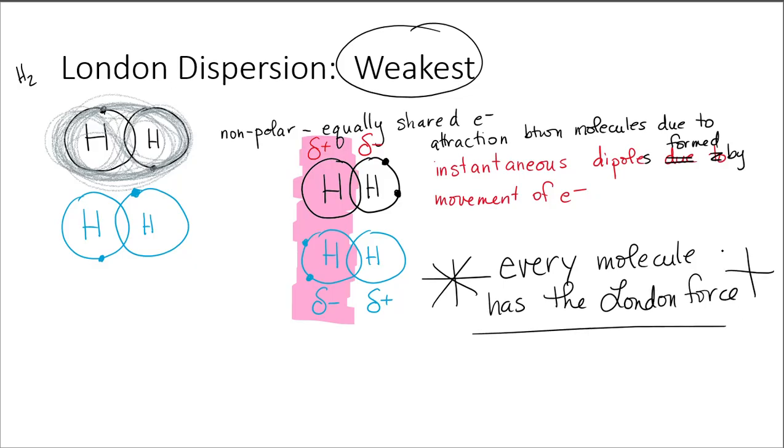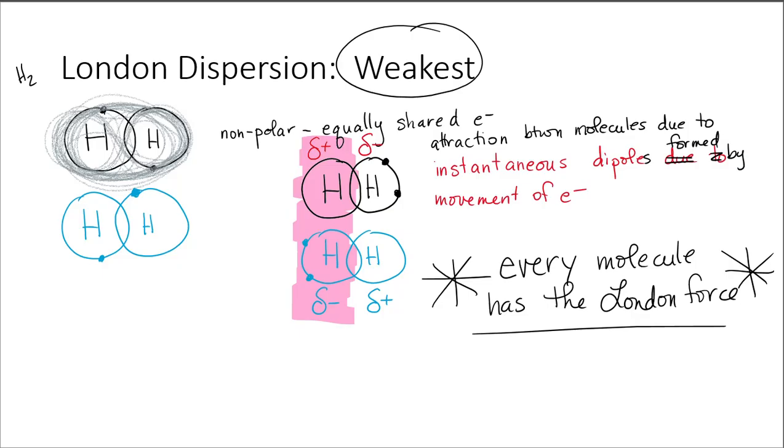Every single molecule. And why does every single molecule have it? Because every single molecule has moving electrons. This attraction between adjacent molecules can form because of this instantaneous dipole. The instantaneous dipole is formed because of the movement of electrons. So every molecule that has electrons, and they all do, because molecules have bonds. Bonds are shared pairs of electrons. So every molecule has pairs of electrons in it. Every molecule has the opportunity for having an instantaneous dipole to form. Every molecule has the London force.